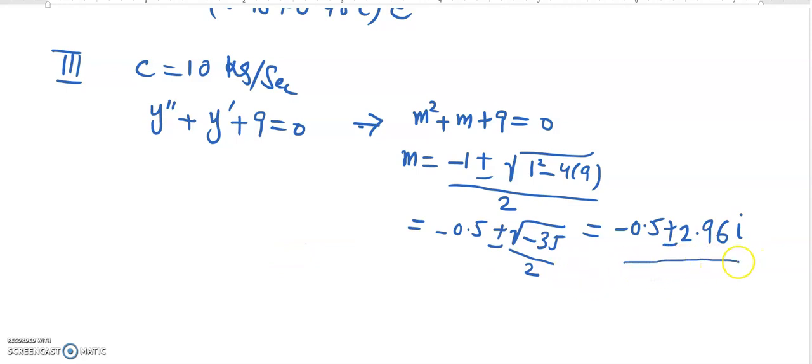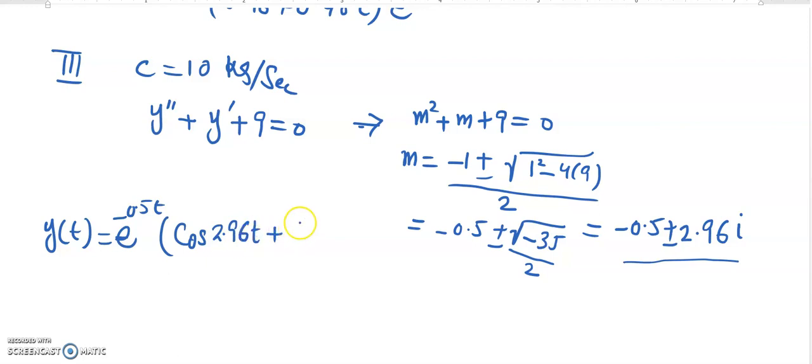So therefore the general solution will be e power minus 0.5 t into (a cosine 2.96 t plus b sine 2.96 t), and the arbitrary constants are a and b. Okay. So apply the initial conditions.